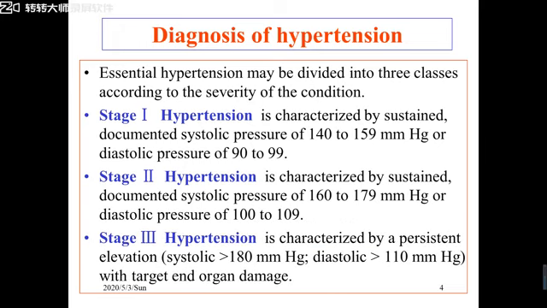And the third stage, serious hypertension, with abnormal function. They have target organ damage. The serious hypertension is characterized by a persistent elevation, systolic blood pressure more than 180, diastolic blood pressure more than 110. And we should test the patient's blood pressure on two different days. If higher than this value, we can diagnose the patient as a hypertension patient.